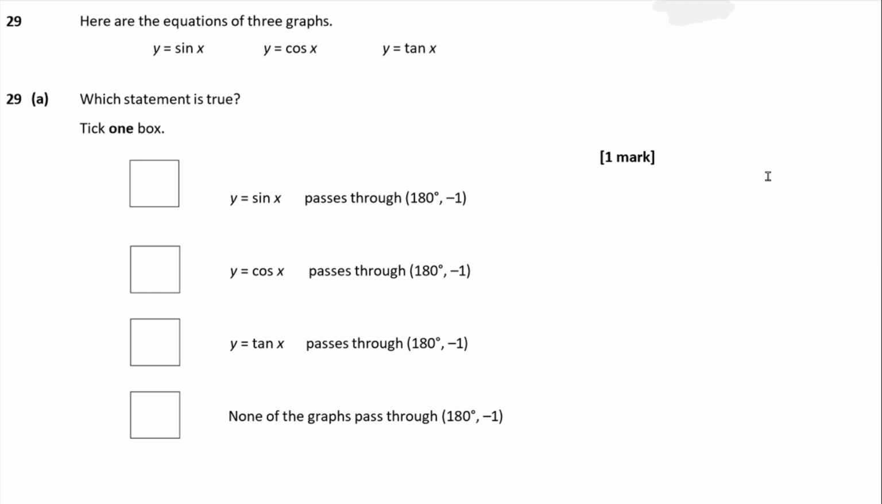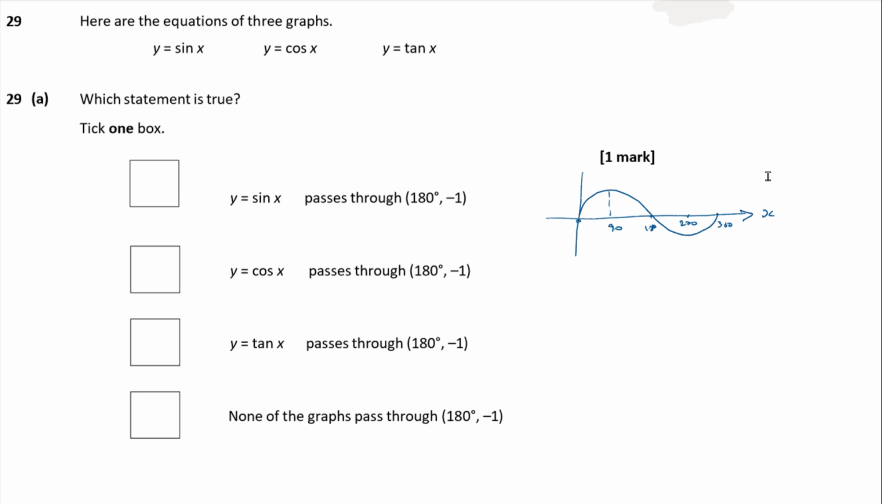Sin x is a sine curve. It starts at (0, 0). It reaches its zenith there at 90. It's back down to 0 at 180. It's at the lowest point at 270, and it's back up to 0 at 360. That's what it looks like. So does it pass through (180, -1)? No, it passes through (180, 0). That's where it passes through the x-axis again, isn't it? So that one is definitely not true.